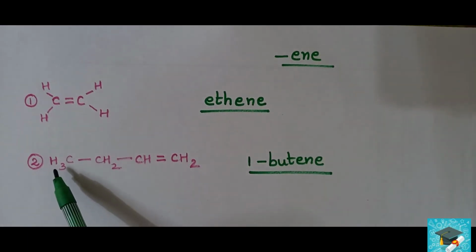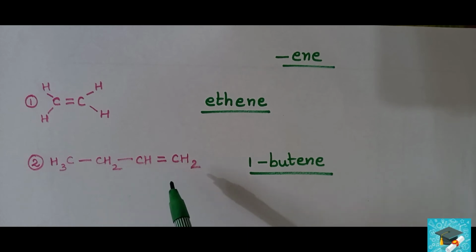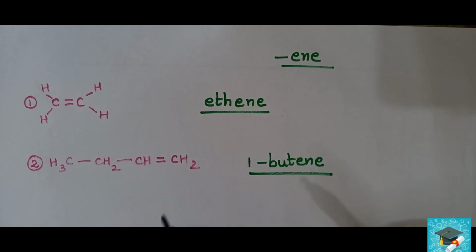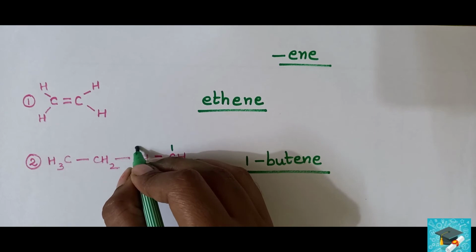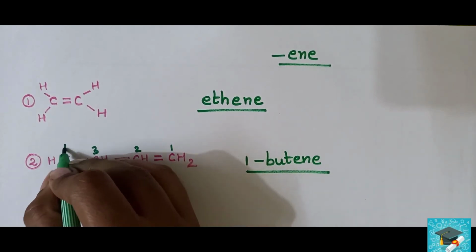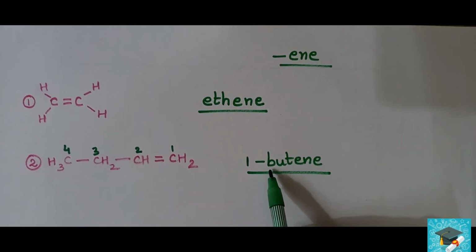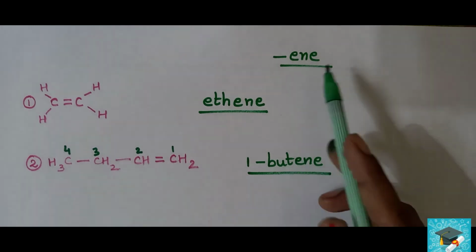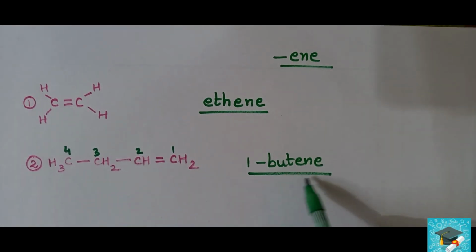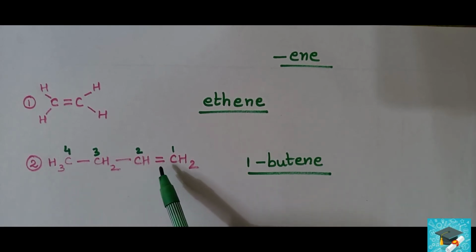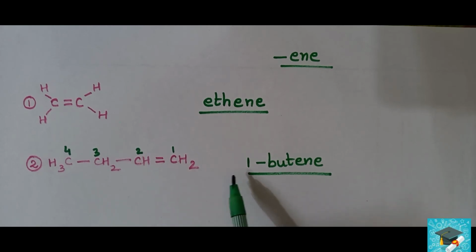Here in the second case, we have CH3, CH2, CH, CH2. So in this case, first we need to label the carbon atoms. So we will start labeling from the right hand side because the carbon atom where the double bond is present should get the least number. So we will start labeling from this side, right side: 1, 2, 3 and 4. So a total of 4 carbon atoms are present in this carbon chain. So we have used the prefix "but" and "ene" because a double bond is present. So here we have written butene. And why have we written 1? Because the first carbon atom has the double bond. So its name will be 1-butene.